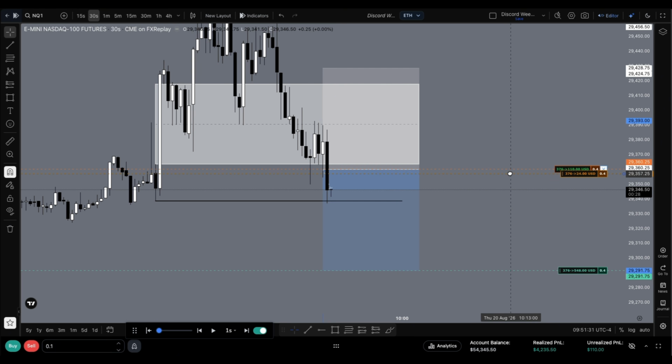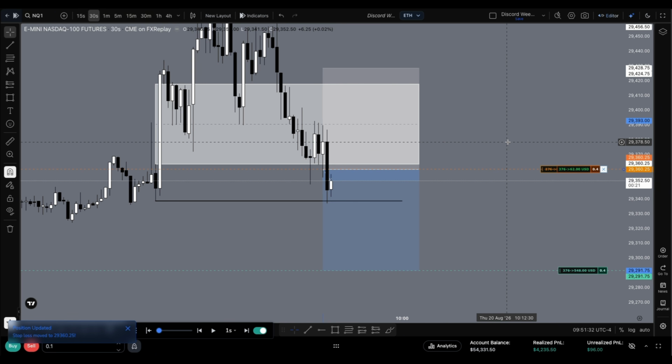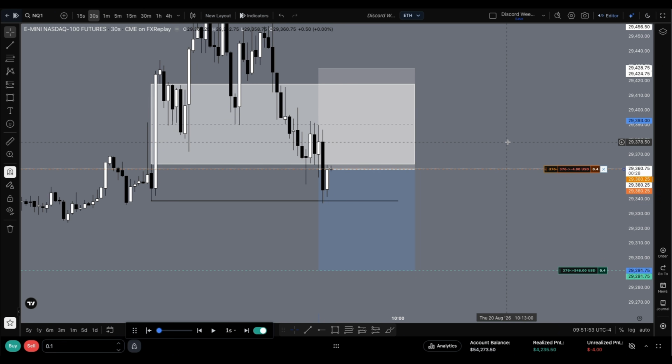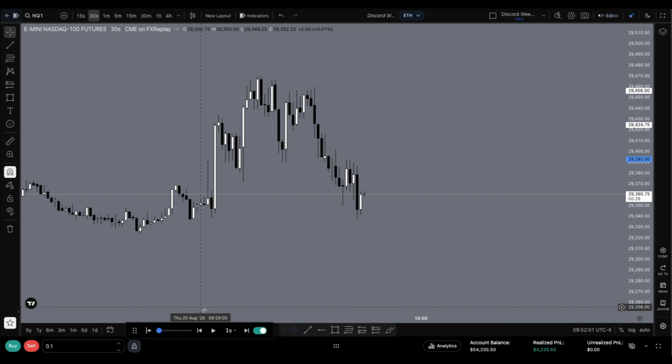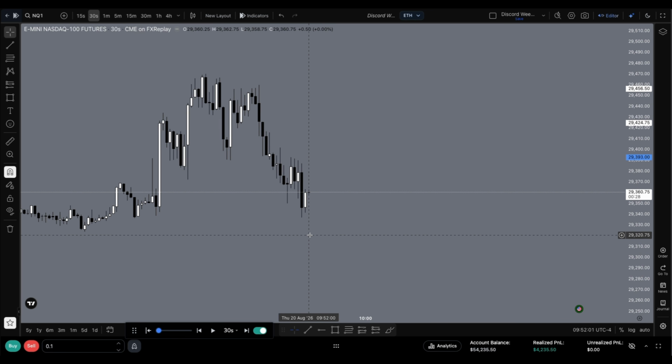Okay, so we took the opening range low, you'd go break even, and you'd get break even on this. So this is our first break even trade. We're gonna go to wait for 6 a.m.